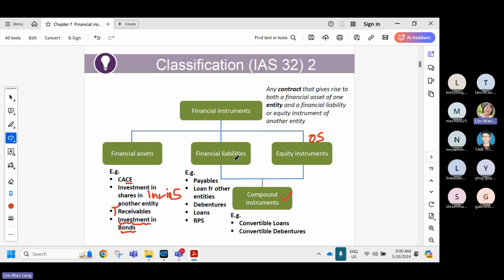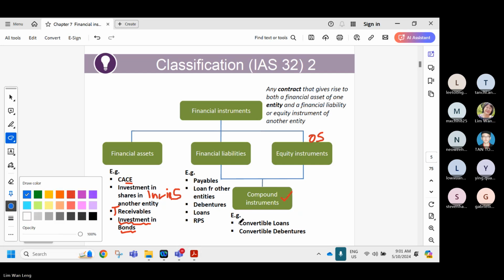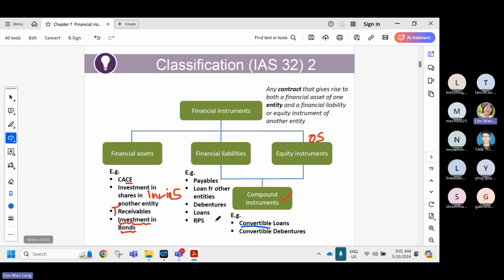Sometimes, as I mentioned, certain instruments that have been issued actually contain certain elements of liability as well as equity. So it has a mixture of both. How do we know it has a mixture of both? Because initially it is a liability, but then at some point in the future, they tell you it can be converted into ordinary shares. So the keyword to distinguish that you have a compound instrument will be the word convertible. If you have a convertible loan stock or convertible debentures, usually they are compound instruments.